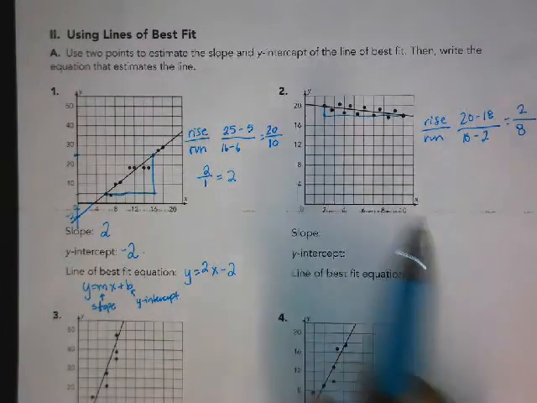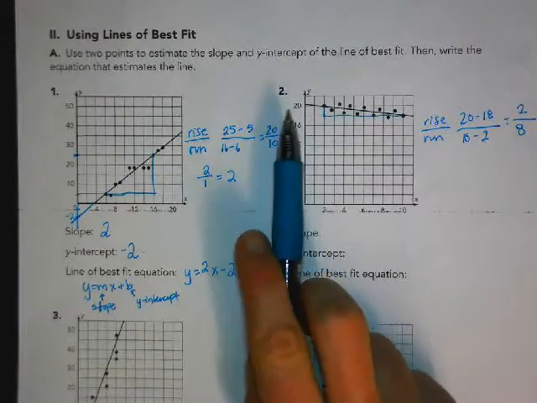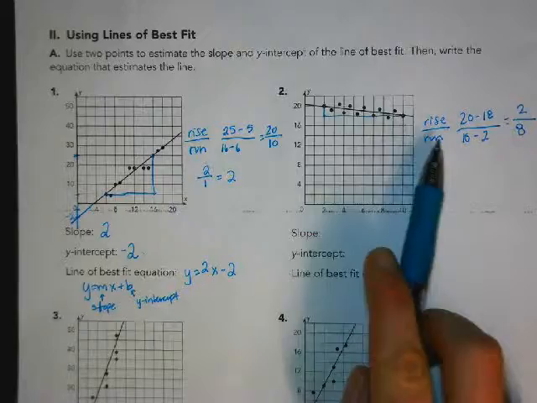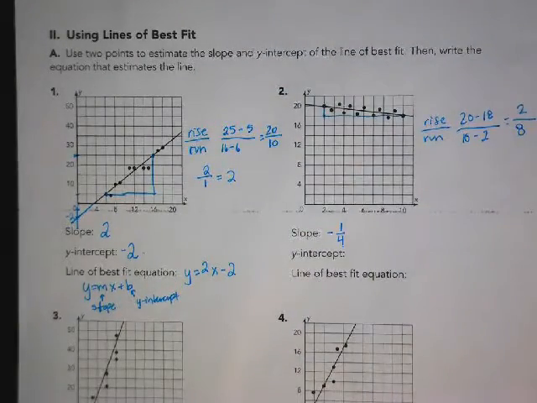Now let's take a step back. Look at our slope. Is it positive or negative? Is it going up or down? Well, as we move across the grid, it's going down. So our slope is going to be negative.